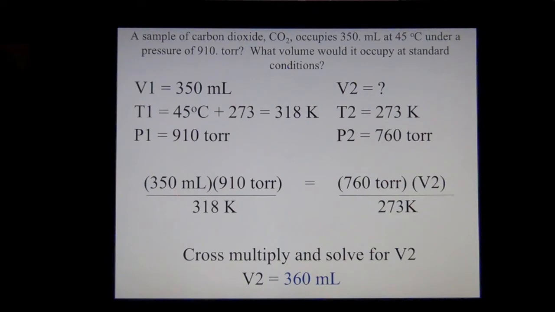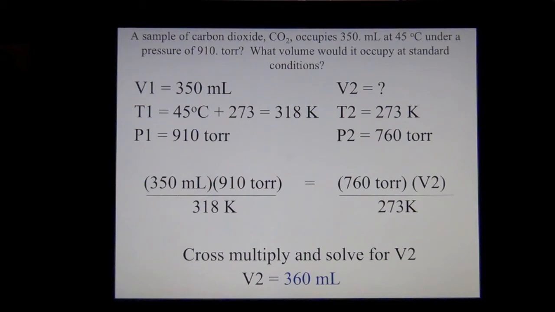Here what we're going to do is take a volume of 350 milliliters at an initial set of conditions, an initial temperature and pressure, and change it to standard. So we want to change our initial temperature, which is 45 degrees, into standard, which is 273 Kelvin, and our initial pressure here, which is 910, into standard, which is 760 torr. So we're going to be changing two variables. We're going to see how temperature and pressure affect this initial volume of 350 milliliters.